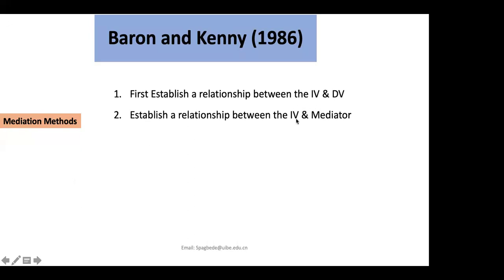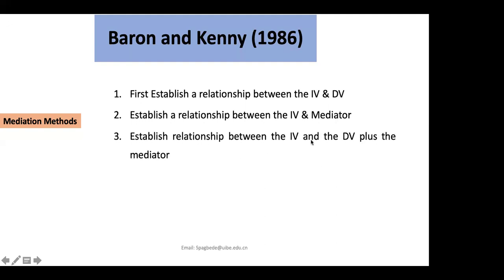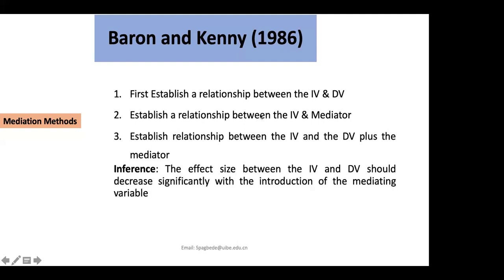So after that, the next thing to do is we pick the IV and the mediator. Is there a relationship between the independent variable and the mediator? Now, this is what we're talking about, IV and DV, IV and mediator. Then we combine the mediator, and we now look at the relationship between the independent variable and the dependent variable after introducing the mediator.